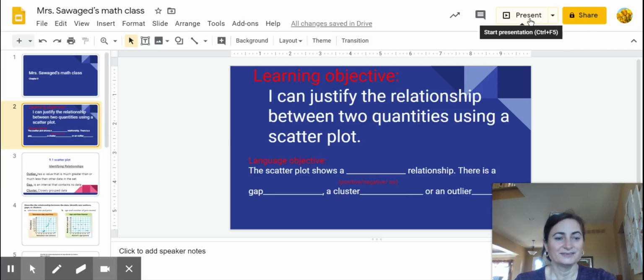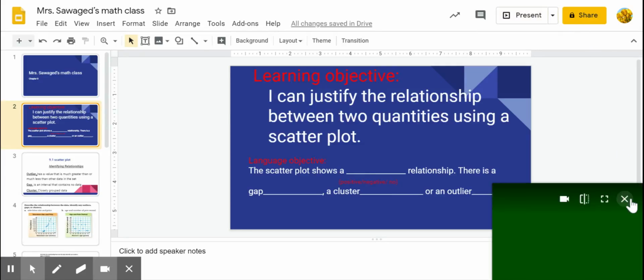Good morning, everyone, again. We're going to continue with the scatter plot today. For the learning objective, I can justify the relationship between two quantities using a scatter plot. The language objective you'll be using through the lesson: the scatter plot shows a positive, negative, or no relationship. There is a gap, a cluster, or an outlier. So let's start with the lesson today.